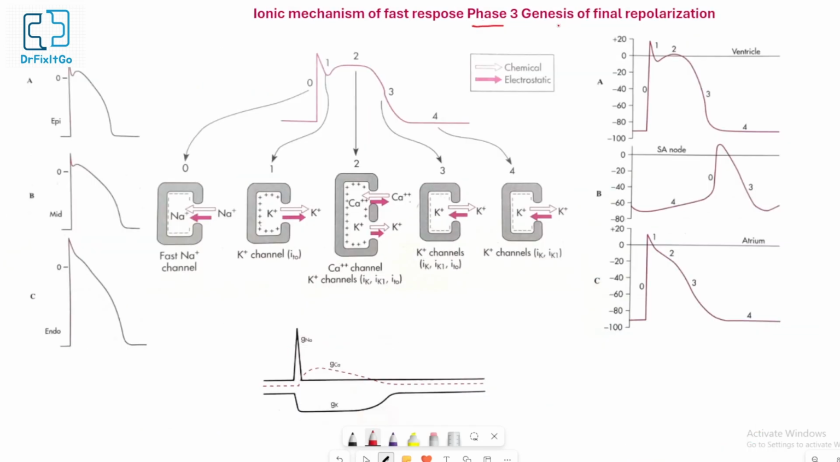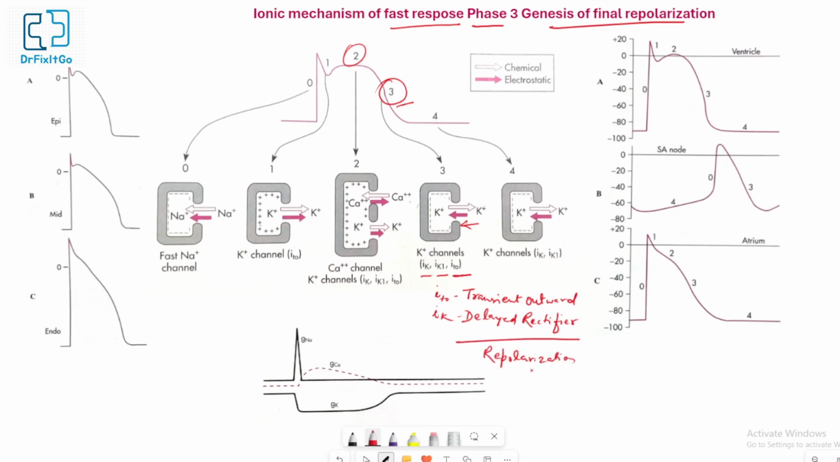Let's go with the phase 3 genesis of final repolarization of fast response. The process of final repolarization, phase 3, starts at the end of phase 2, when the efflux of potassium ion from the cardiac cell begins to exceed the influx of calcium ion. As we have noted, at least 3 outward potassium ion currents, I2, IK and IK1, contribute to the final repolarization, phase 3, of the cardiac cell. The transient outward I2 and delayed rectifier IK currents help initiate repolarization. These currents are therefore important determinants of the duration of the plateau.